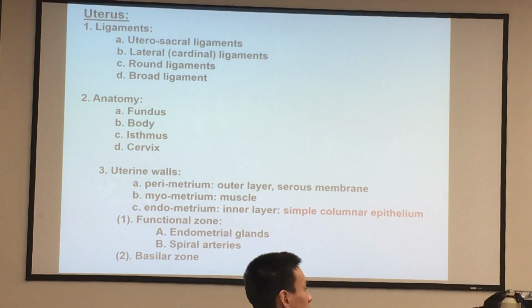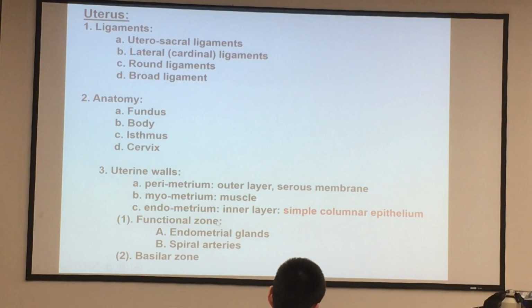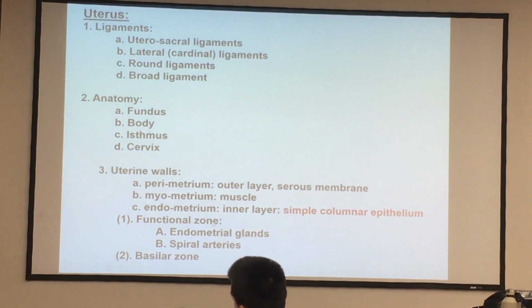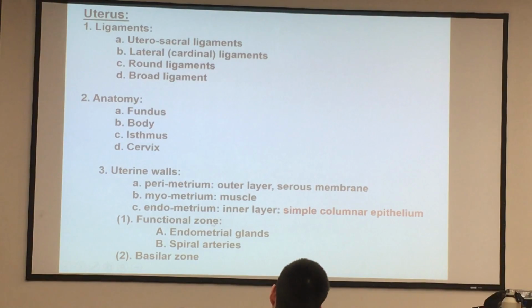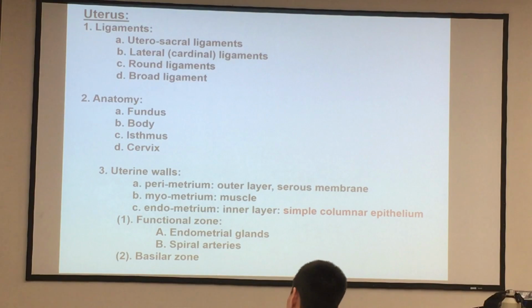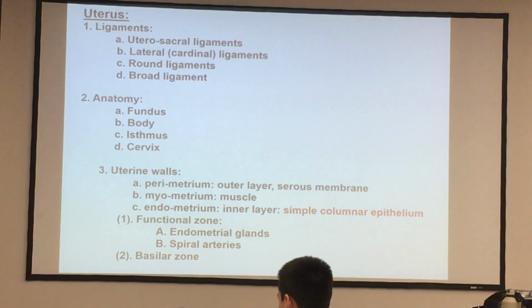On the surface, the innermost is the functional zone. The functional zone is the place that every month causes the bleeding and loss of blood. The basilar zone is always there, it's not going to be lost. In the functional zone, we have the endometrial gland, or uterine gland. It's an exocrine gland that secretes mucus to lubricate the inner surface. We have spiral arteries in a spiral shape. That artery usually causes bleeding.